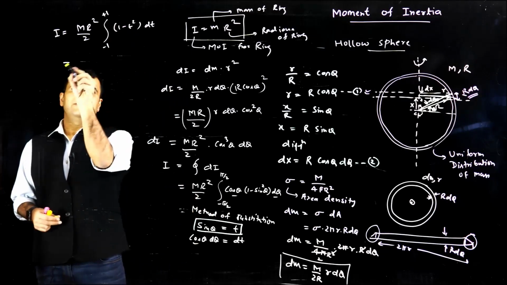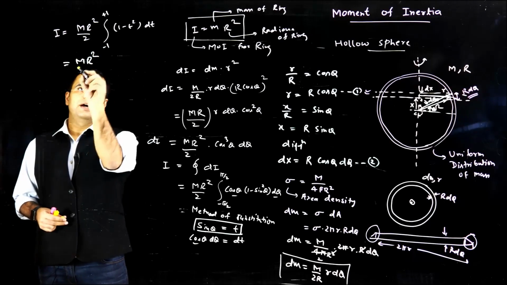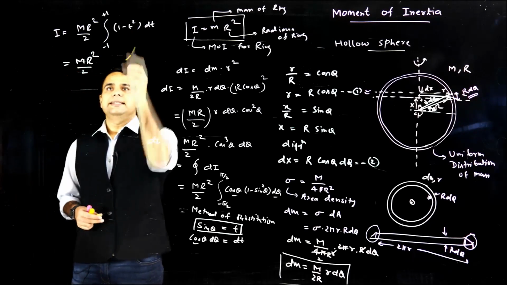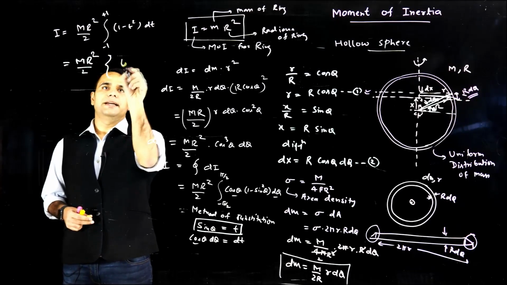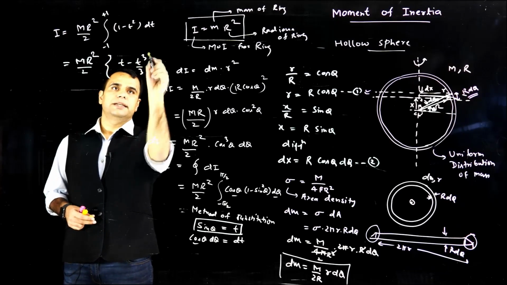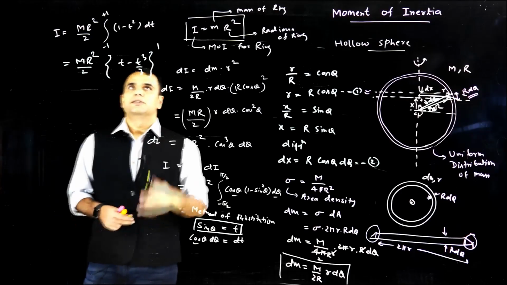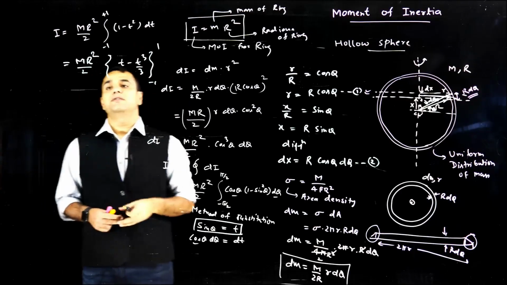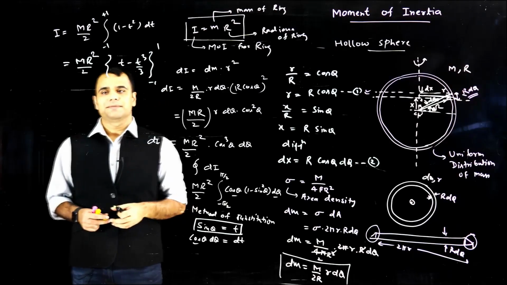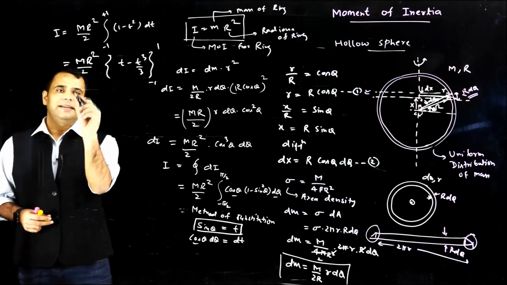Okay, so this equation we have to integrate. So mr square by 2. If I integrate this equation, I'll be getting t minus t cube by 3, from minus 1 to 1. So integration of 1 will be t, and integration of t square will be t cube by 3. Okay, so let's calculate the values.